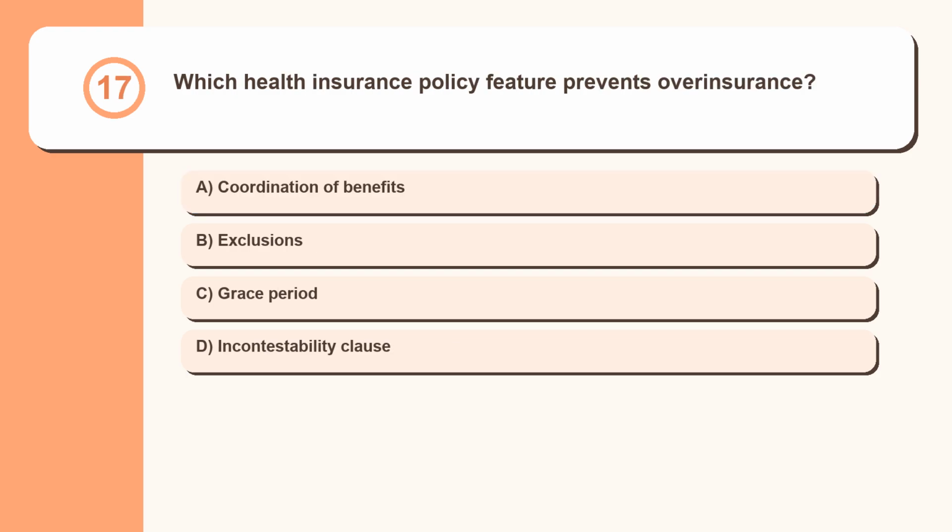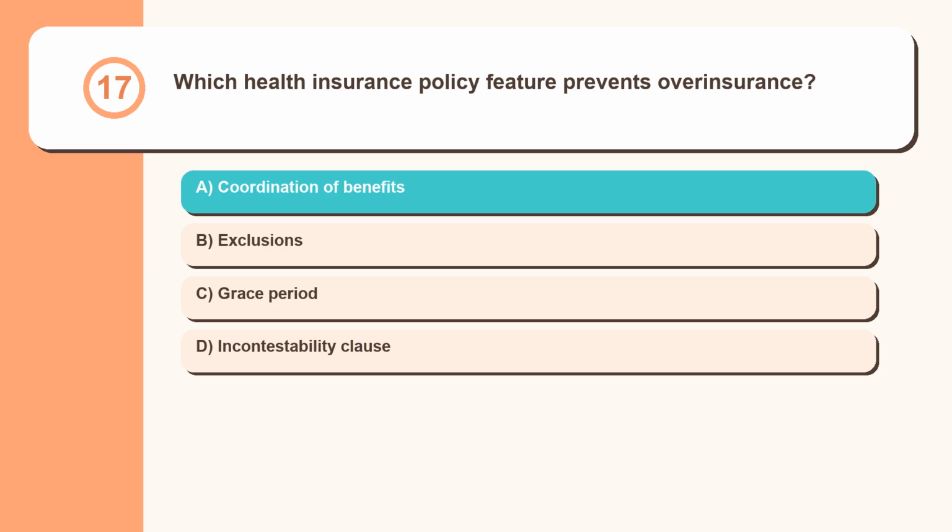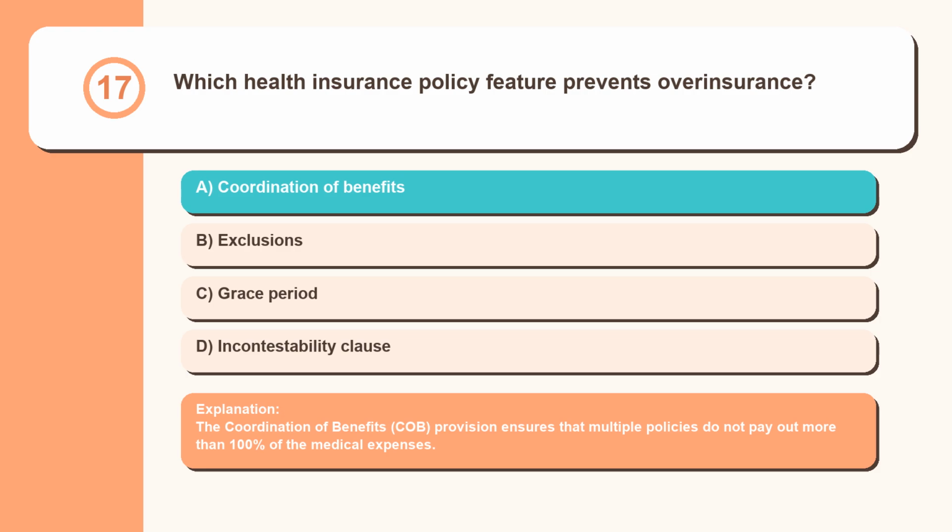Question 17. Which health insurance policy feature prevents overinsurance? Coordination of benefits, exclusions, grace period, incontestability clause. The coordination of benefits, COB, provision ensures that multiple policies do not pay out more than 100% of the medical expenses.